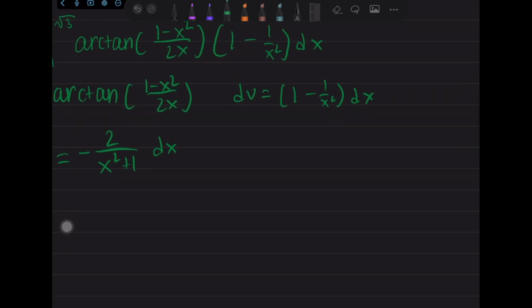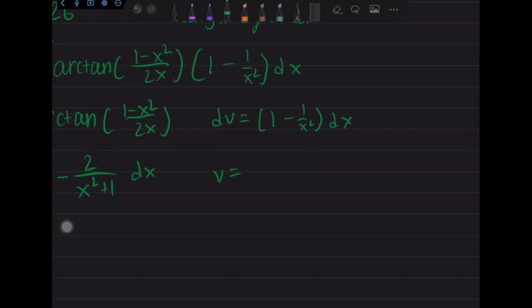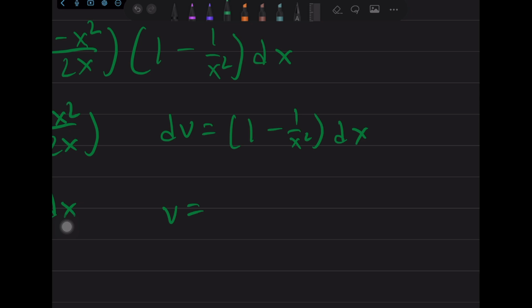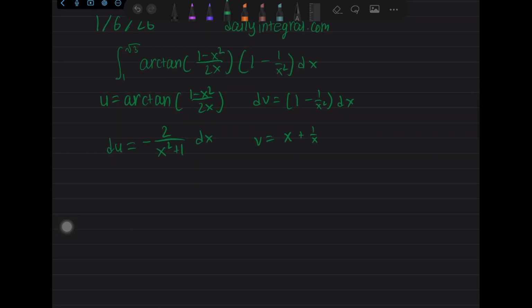Okay, now we'll get our v. Our v is going to be much easier to find. We just have to take the integral of this. So the integral of 1, the integral of negative 1 over x squared, that's plus 1 over x. And now we have set up our integration by parts. So now let's write it out. Just to keep it neat, let's let that be equal to I. And we'll have I is now equal to uv. Let's add an x plus 1 over x in front.